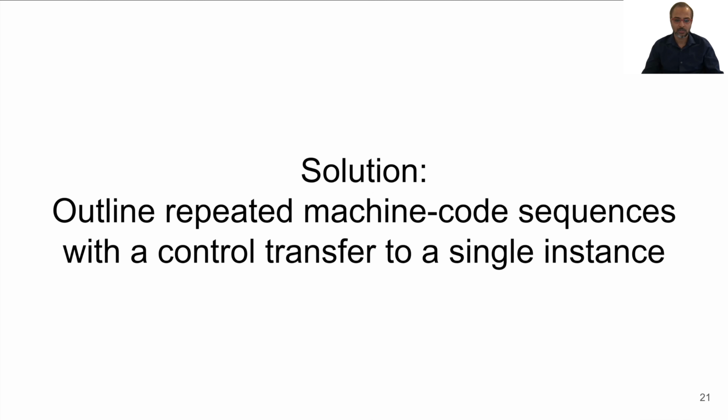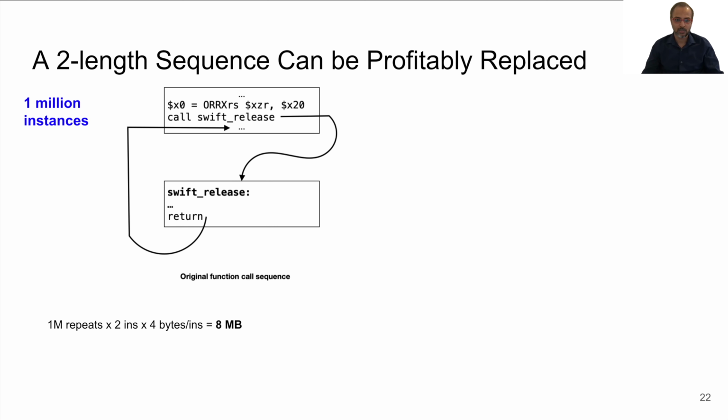So, what is the solution? I have already alluded to the solution, which is to outline repeated machine code sequences with a control transfer to a single instance, like a function call. Let's see how this works.